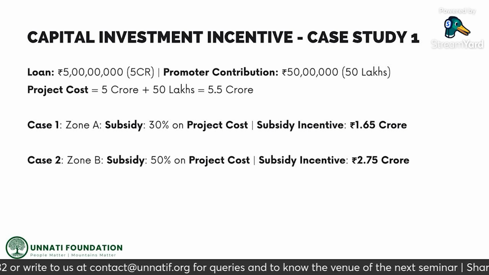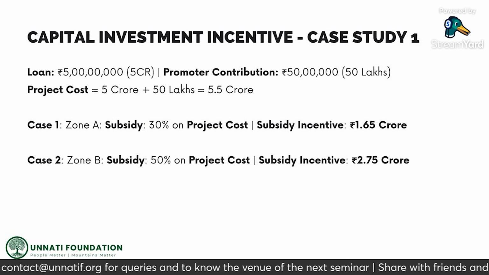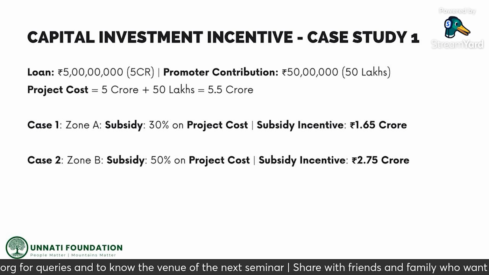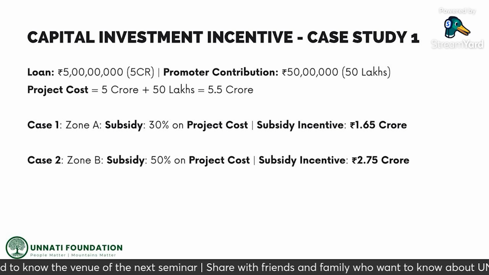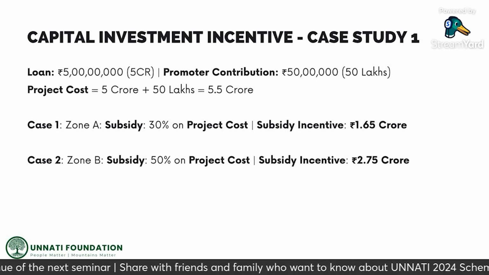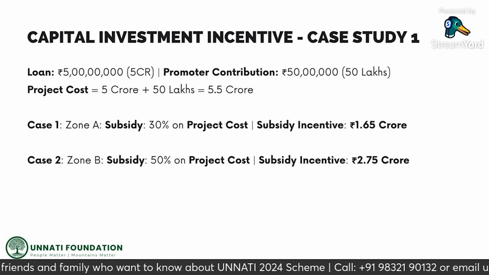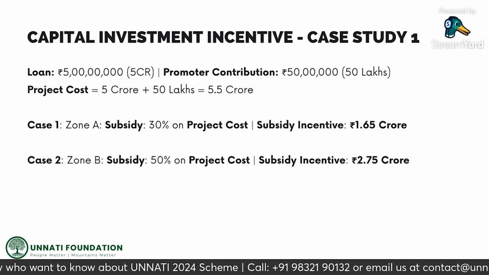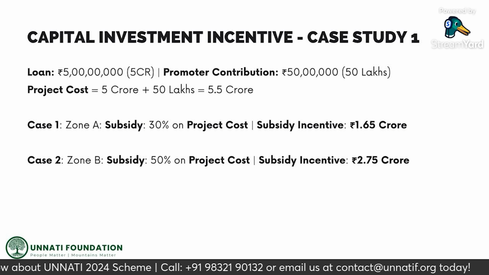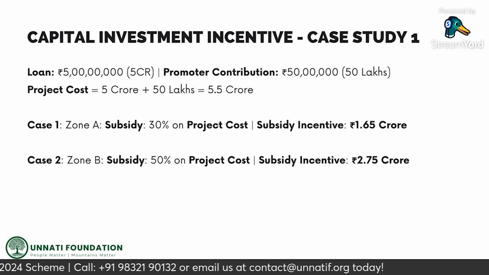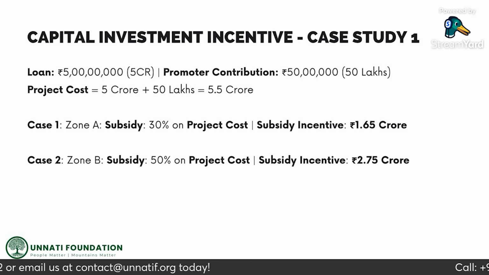In this case, loan is 5 crore and self-contribution or promoter contribution is 50 lakhs. Project cost is the sum of these two, which is 5.5 crore. For Zone A, it comes to 1.65 crore at 30%. And for Zone B, it comes to 2.75 crore at 50%.